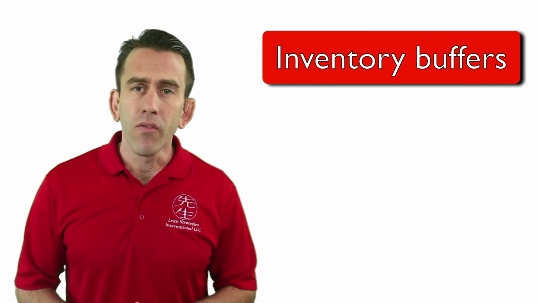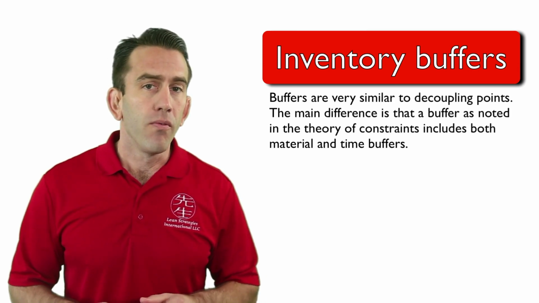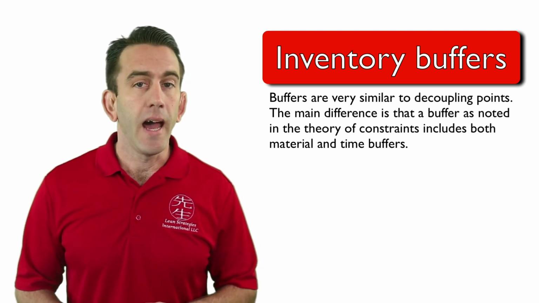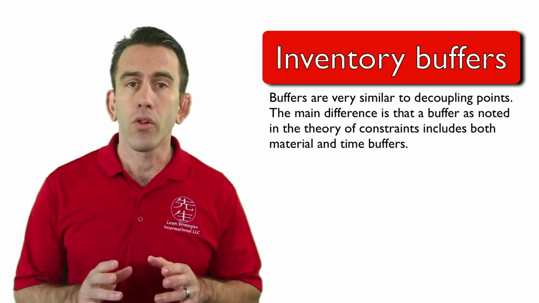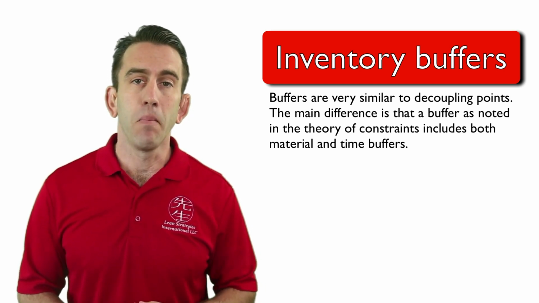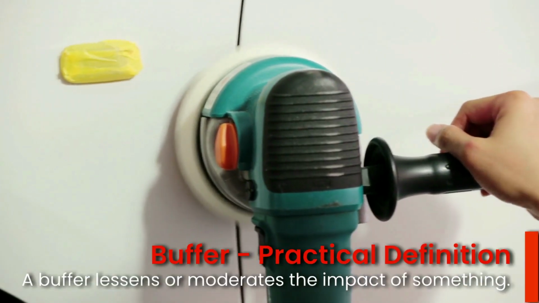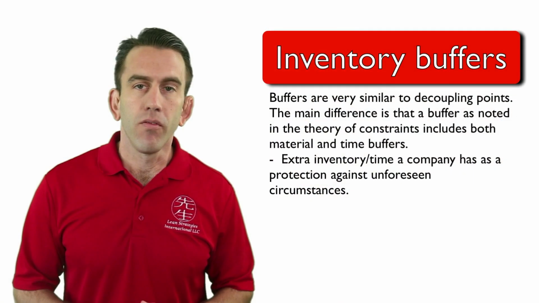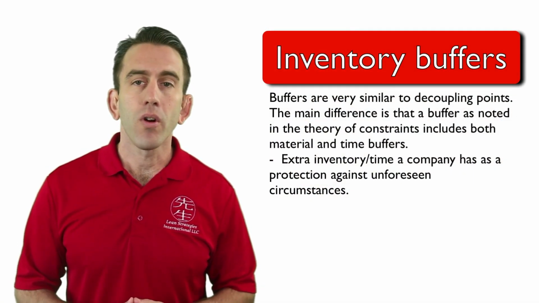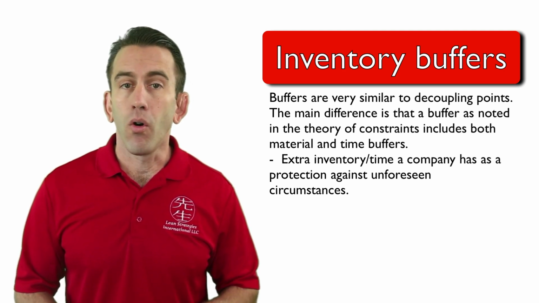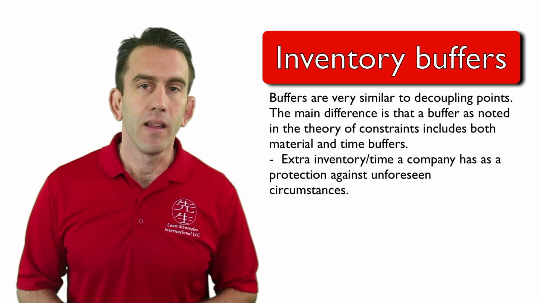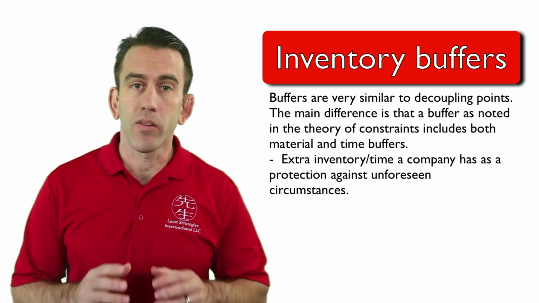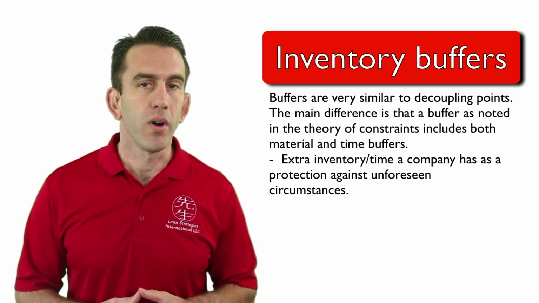So, what is an inventory buffer? Buffers are very similar to decoupling points. The main difference is that a buffer, as noted in the theory of constraints, includes both material and time buffers. In a practical sense, a buffer lessens or moderates the impact of something. In the case of inventory management, a buffer is extra inventory of either raw material or final product a company maintains as a protection against unforeseen circumstances. This lessens the impact of having no inventory available.